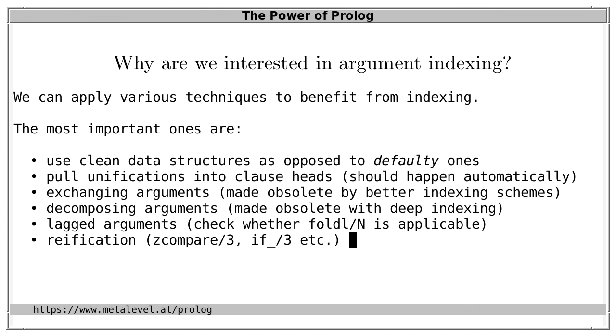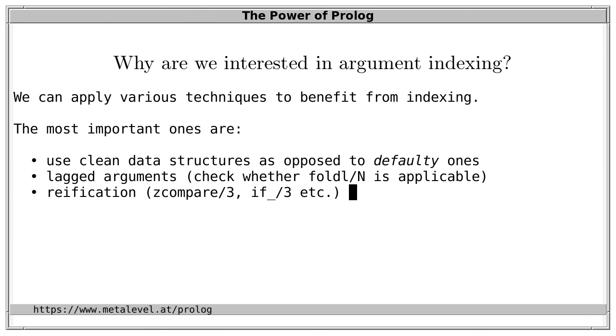So these are the most important methods to benefit from argument indexing. And three of them, that is, pooling unifications into clause heads, exchanging arguments, and decomposing arguments, should happen automatically. Or they are made obsolete by better indexing schemes, such as JIT indexing. So this leaves three essential methods that are worth knowing: using clean data structures, library arguments, and reification. And this of course raises the question, what else can a Prolog system do for us?